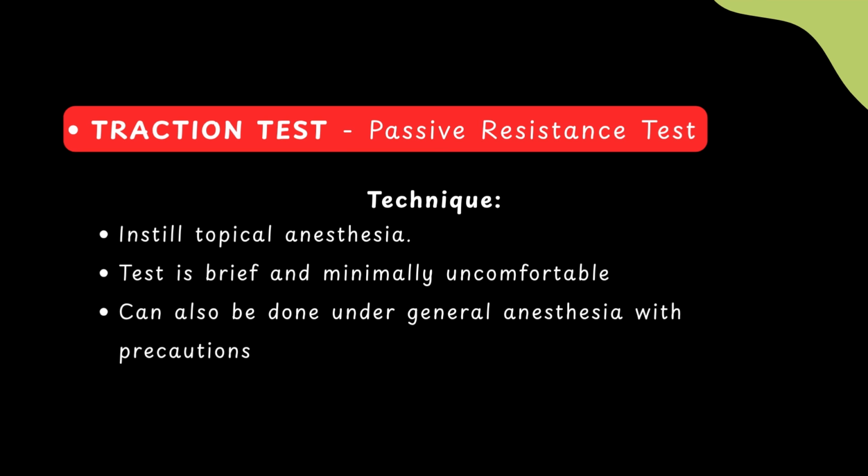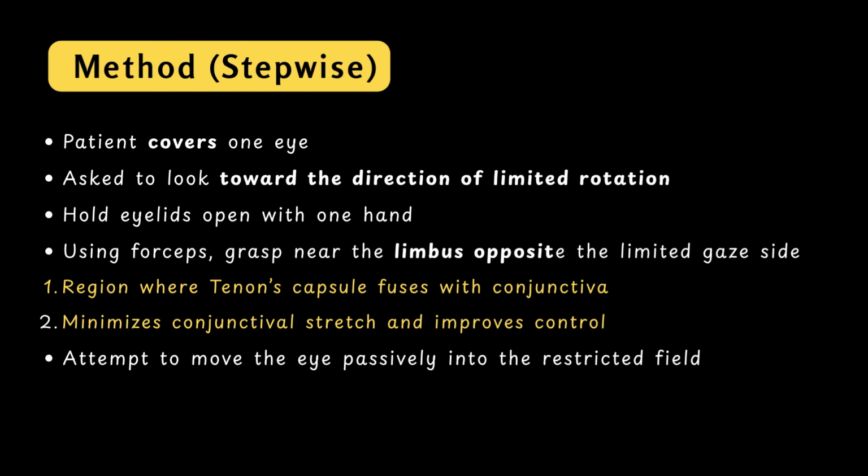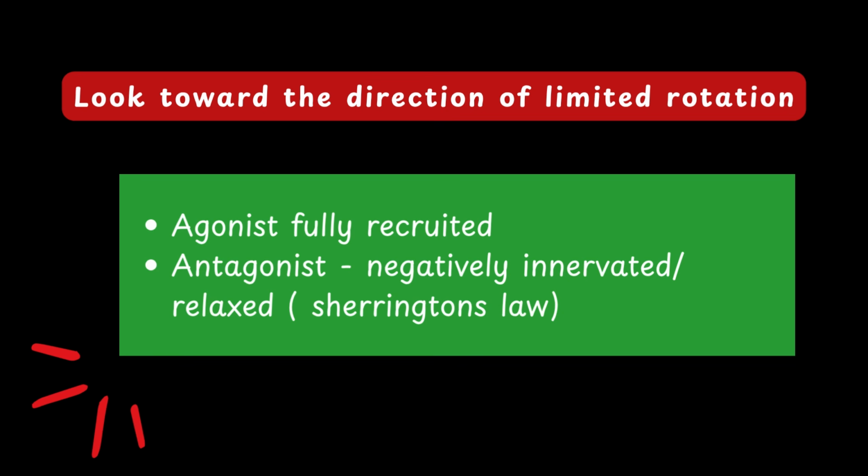Now, the key principle here is to place the agonist and the antagonist in the right physiological state before testing. So for this, we ask the patient to look in the direction of the limited movement. This will ensure that the agonist muscle, that is the one that you are testing, is fully recruited and the antagonist muscle is stretched to its maximum physiological length before you attempt passive rotation. Okay, so it's important that you ask the patient to look in the direction of the limited movement.